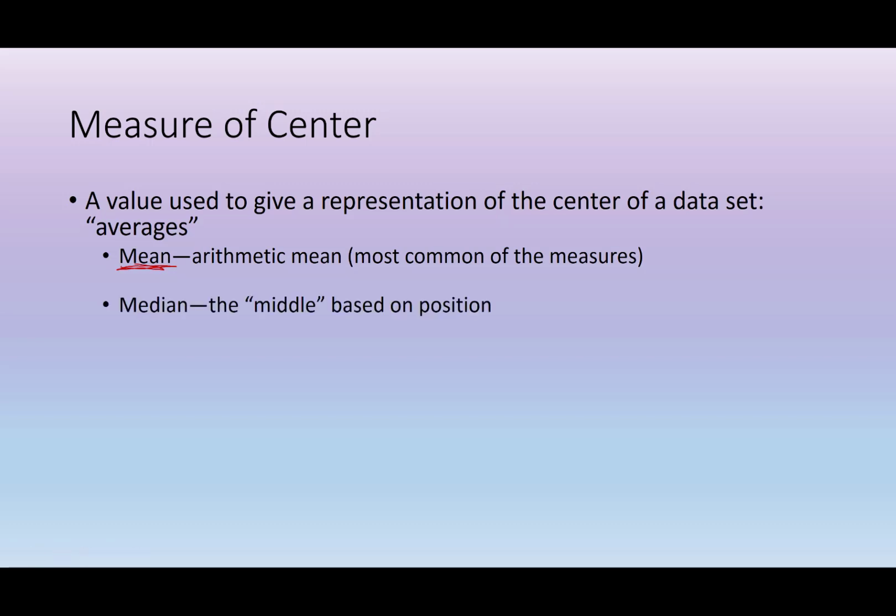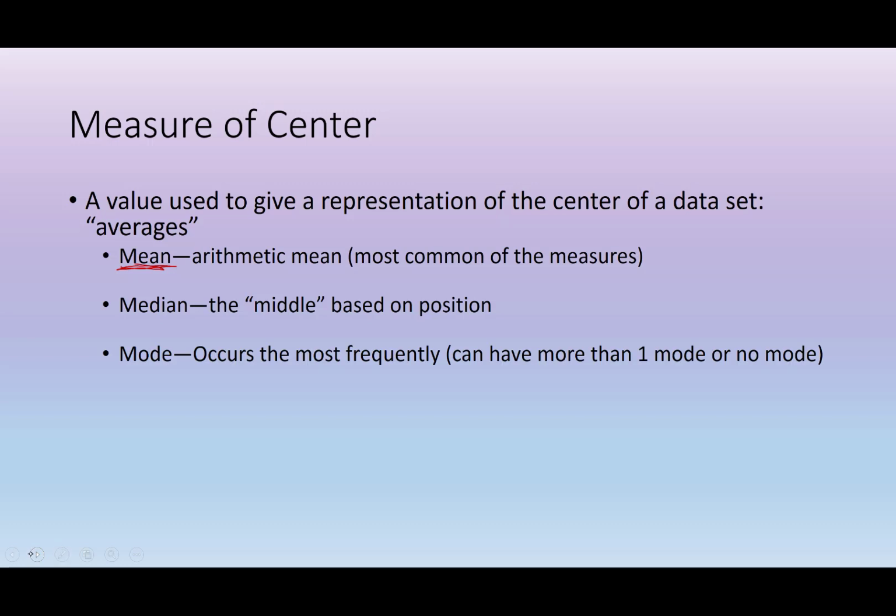Another one that we have is the median. This is the middle value based off of position. So when we arrange our data values in order from smallest to largest, it tells us who is in the middle. And the mode is another one. This is the value that occurs most frequently. Now we can have more than one mode, or in some situations we will have no mode at all. And then the fourth one that we're going to look at in this video is the mid-range. This is the value that would be halfway between the maximum and the minimum value.